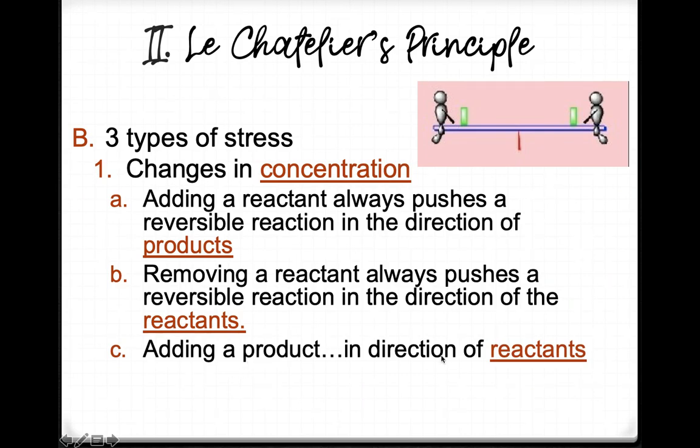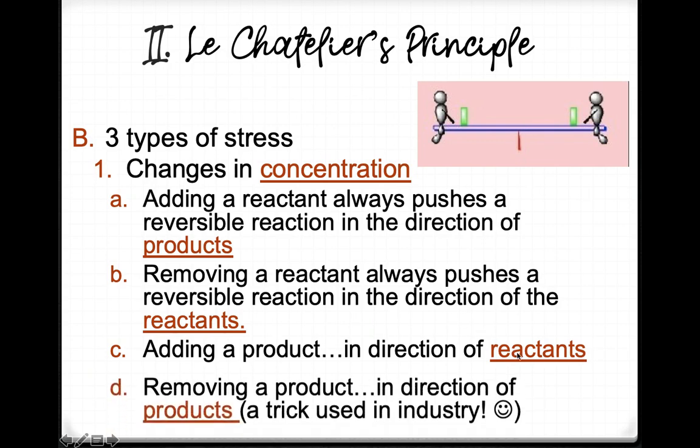If you add a product, it's going to go in the direction of the reactant. So if this side was too heavy, so it goes back this side, I need more on this side, so I shift back to the reactants. So there's that back and forth teeter-totter kind of idea. So again, think of this as a balanced equation. If you have too much product, it would shift back to the reactant to get this to being balanced. So adding a product will shift back to the reactant side.